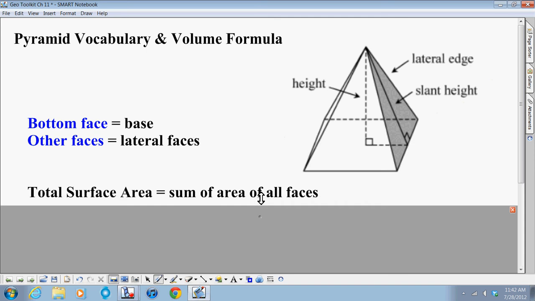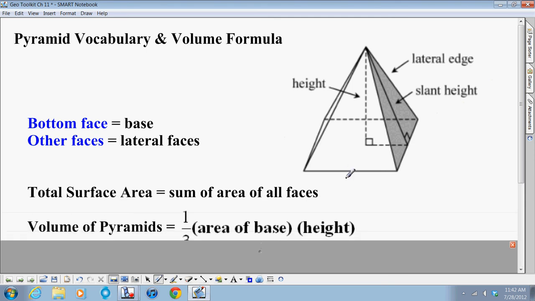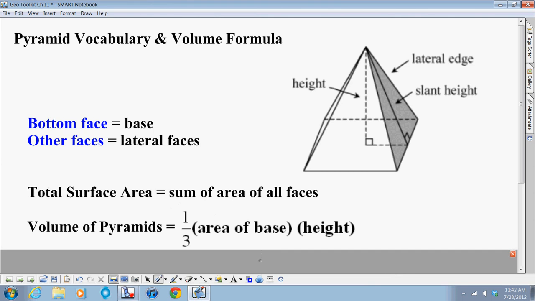All right, next up, we're going to be talking about how do you find the surface area and how do you find the volume. And there's 2 simple formulas here. For surface area, and we're talking about total surface area, and that includes the bottom, is the sum of the area of all the faces.